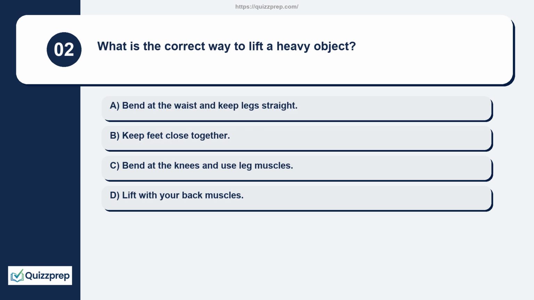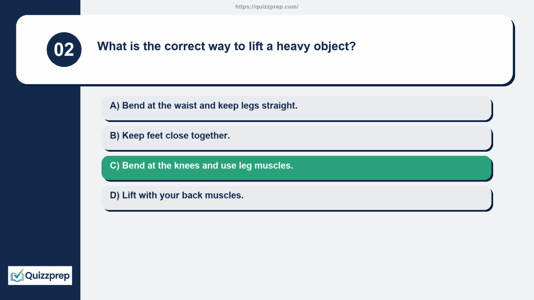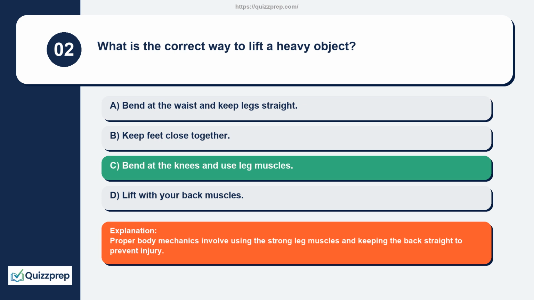Question 2. What is the correct way to lift a heavy object? Bend at the waist and keep legs straight. Keep feet close together. Bend at the knees and use leg muscles. Lift with your back muscles. Proper body mechanics involve using the strong leg muscles and keeping the back straight to prevent injury.